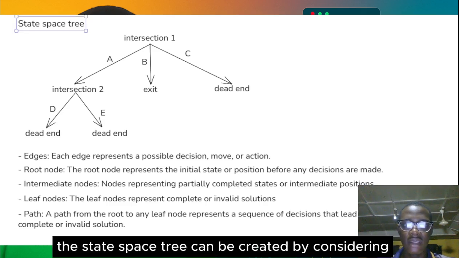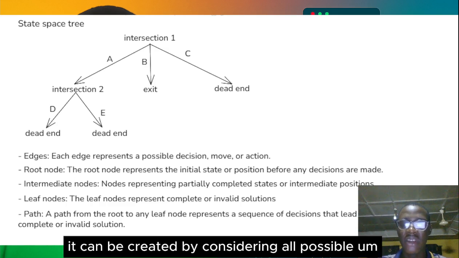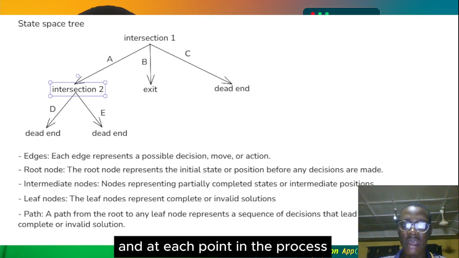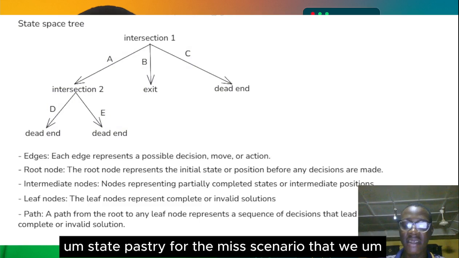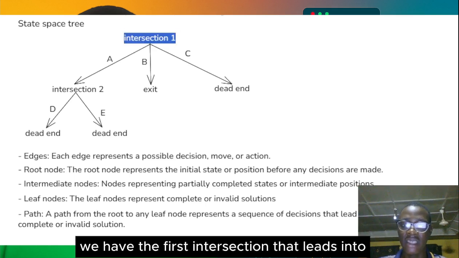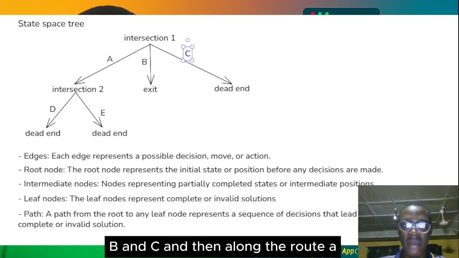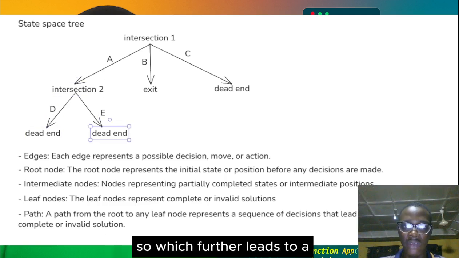In backtracking, the state space tree, also called the decision tree, can be created by considering all possible decisions that can be made at each point in the process. So this represents the state space tree for the maze scenario that we talked about. As you can see, we have the first intersection that leads into three routes, A, B and C, and along route A we have the second intersection that leads to two more routes, D and E, which further lead to a dead end.